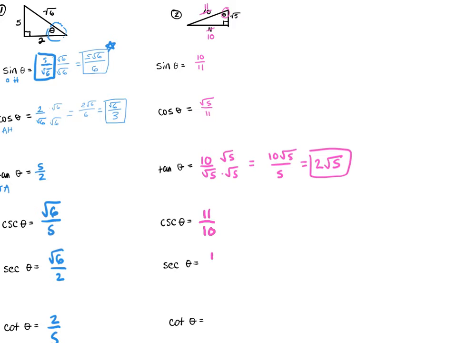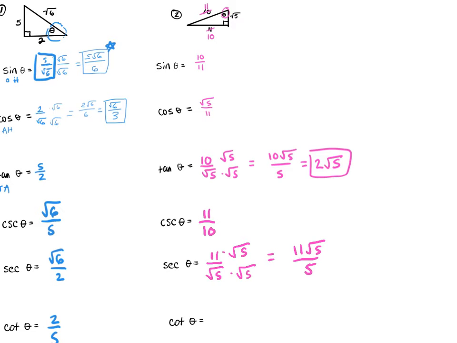What's our secant? 11 over square root 5. Got to multiply the top and the bottom by square root 5. So 11 square root 5 over 5. Can we simplify this? No. So that's our answer.